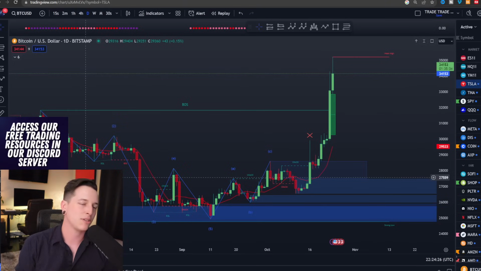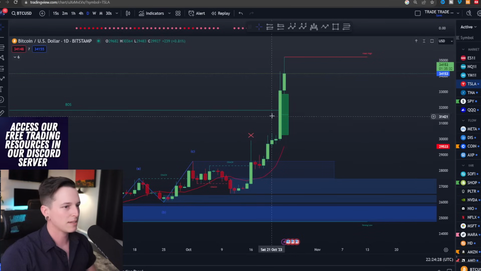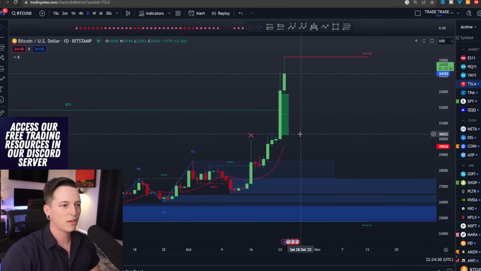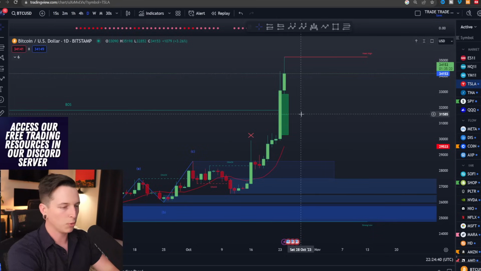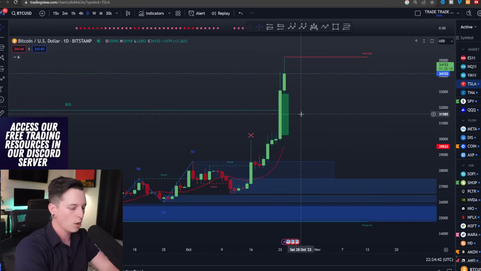Something for you to notice here too, the opposite of what we're seeing with Tesla is that we actually have a massive fair value gap here. So there is a chance that we could reject, pull back to test 31,585, and then potentially move our way up north to potentially 40,000 or so.